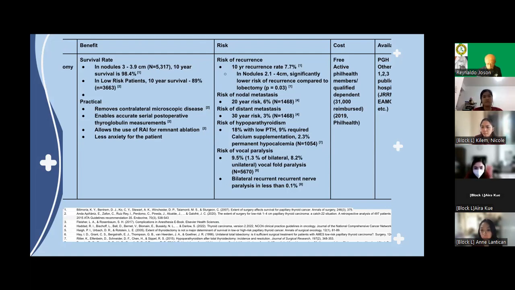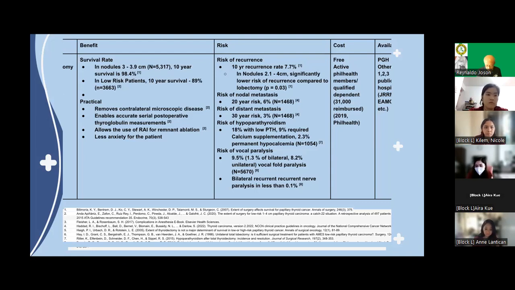So that is the survival rate that we expect. For 3 to 3.9 centimeters, it is 98.4. In low-risk patients, which our patient belongs to, on another study, the 10-year survival is 89% with a pool of 3,863 low-risk PTC patients.